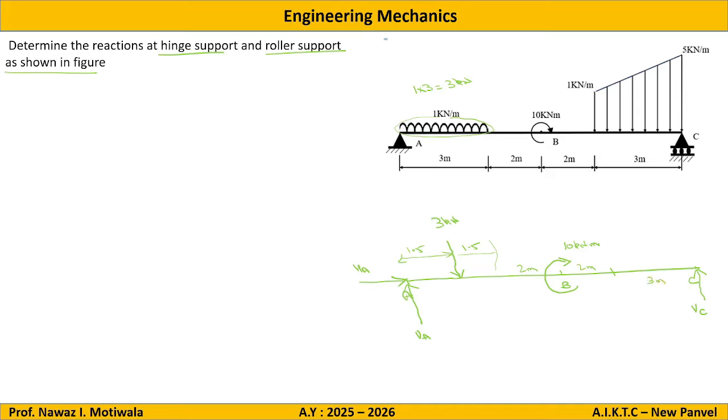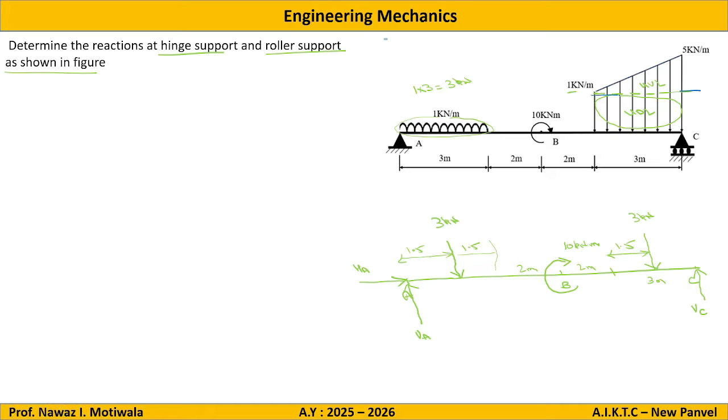Okay. Now regarding this part, if you see, it is a trapezoidal load, a combination of UDL and UVL. So for the UDL part, it is base into height. So 1 into 3, that is a force of 3 kilonewton, acting exactly at the center. That means the distance from here will be 1.5.